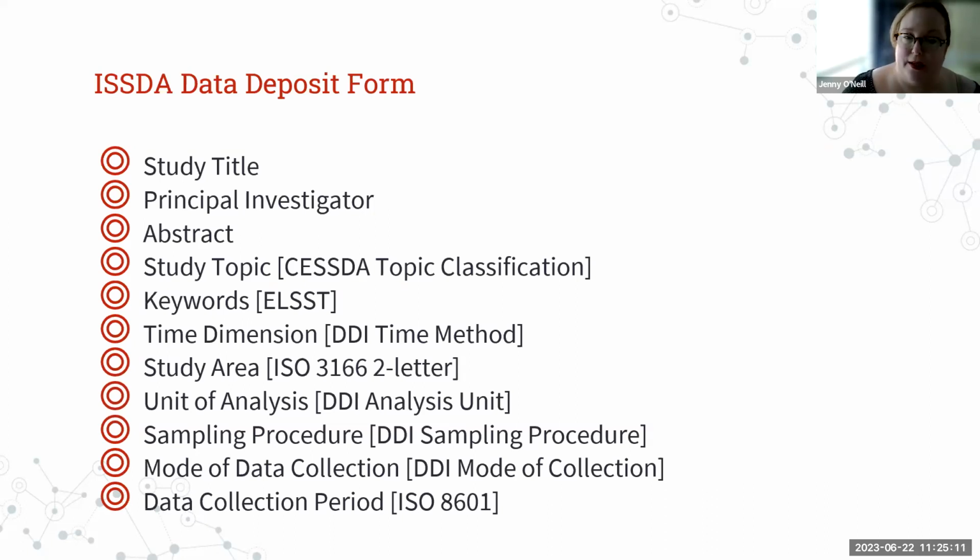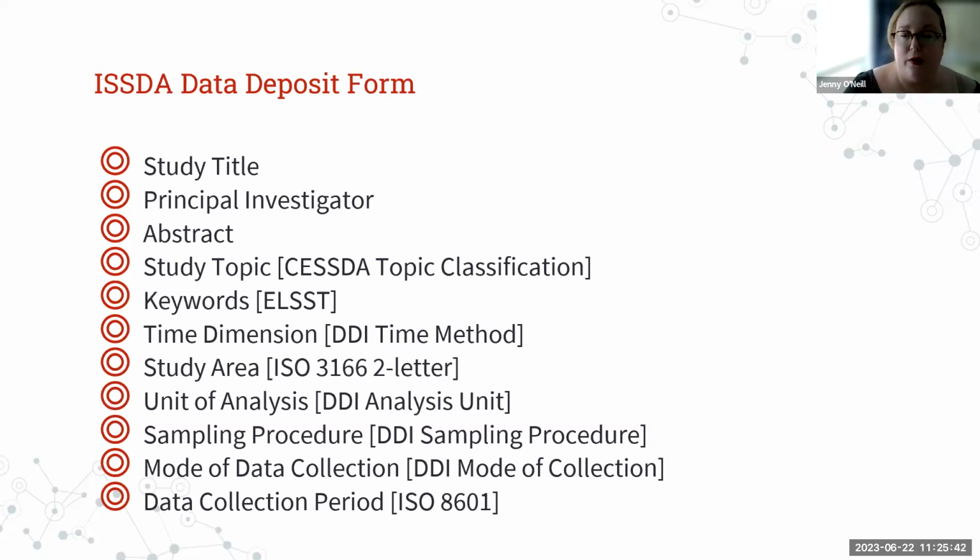We'll ask for keywords and for study topics. What was the time dimension of the study? So what was the start date and the end date? What was the study area? So whereabouts did the study take place? The unit of analysis is the universe or the population that was studied. What sampling procedures were used? How were the data collected? So whether it was an online questionnaire or a face-to-face questionnaire, for example, and then the data collection period.